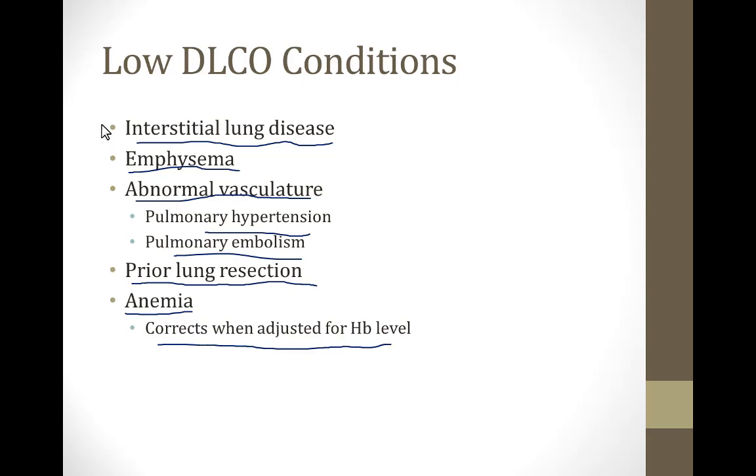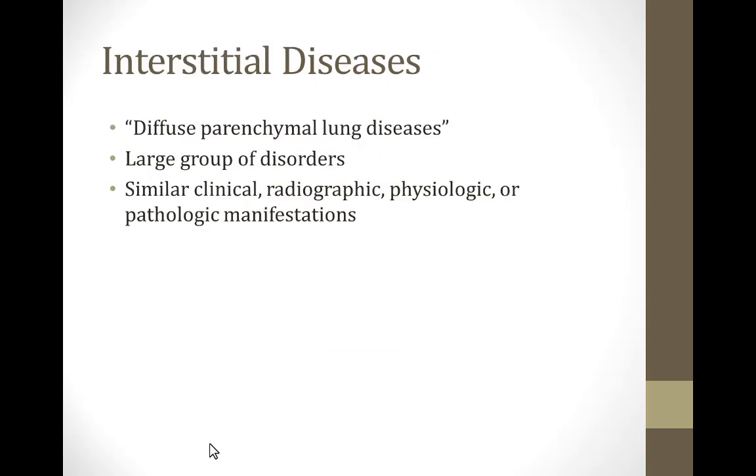So note that not all of these things give a restrictive lung pattern. You can see a DLCO that is low in diseases that aren't restrictive. The primary restrictive disease that has a low DLCO is interstitial lung disease. So let's talk in a little bit more detail about the interstitial lung diseases.